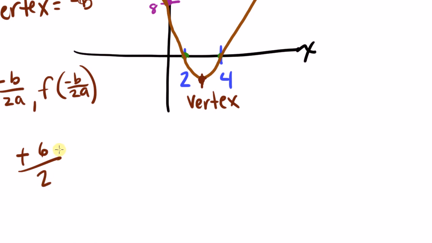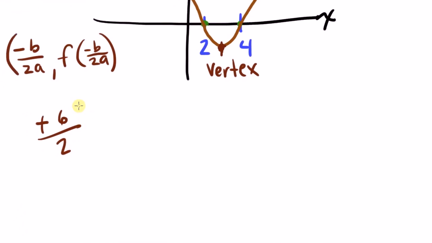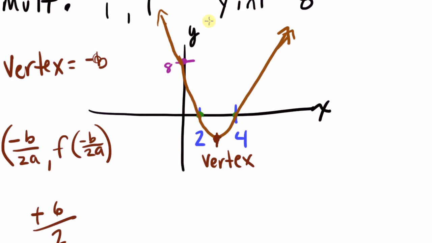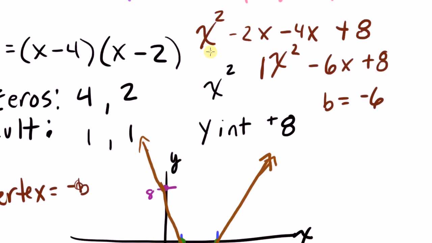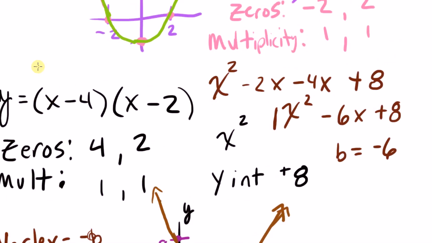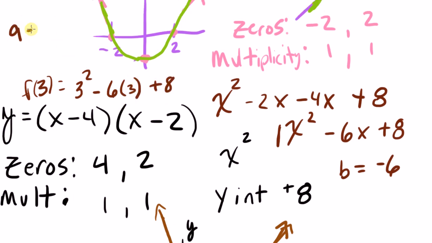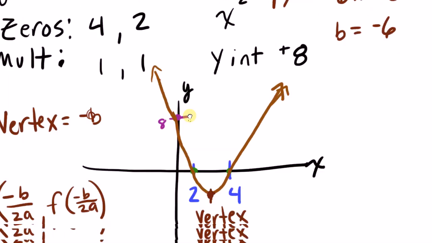This is going to be 3, comma, and then the f of 3, which is equal to 3 squared minus 6 times 3 plus 8. That's going to be 9 minus 18 plus 8. Okay, so minus 18 plus 8 is negative 10, plus 9 is negative 1. So 3 comma negative 1.